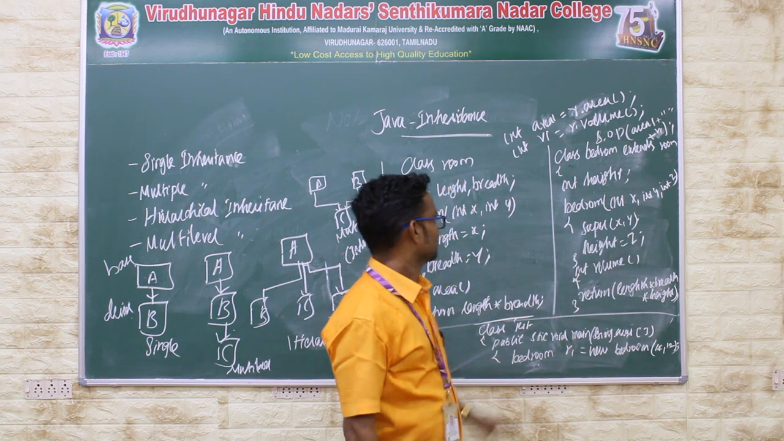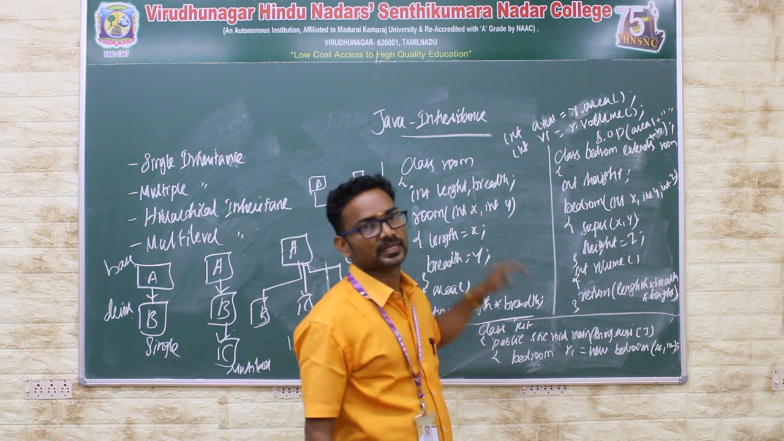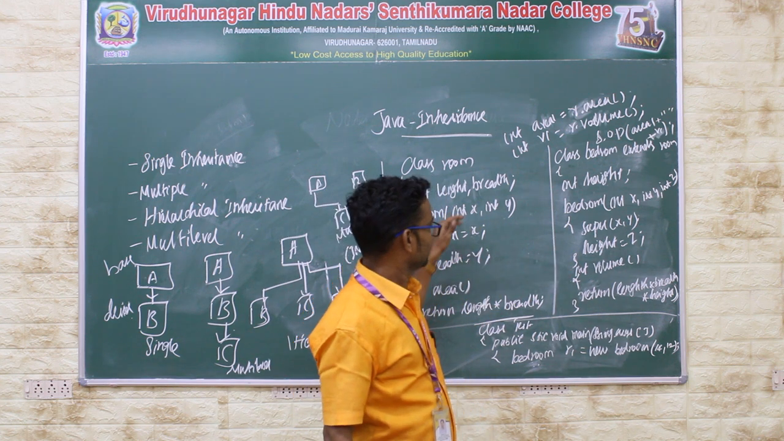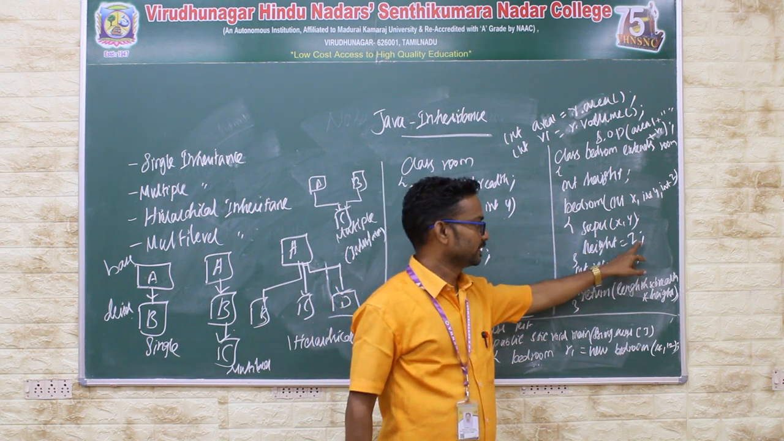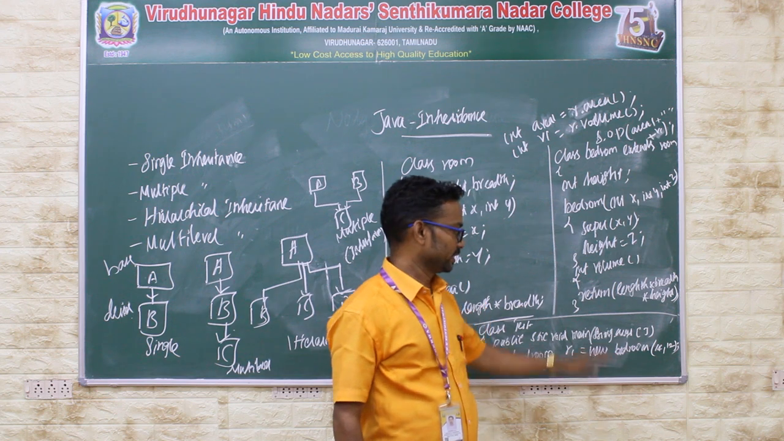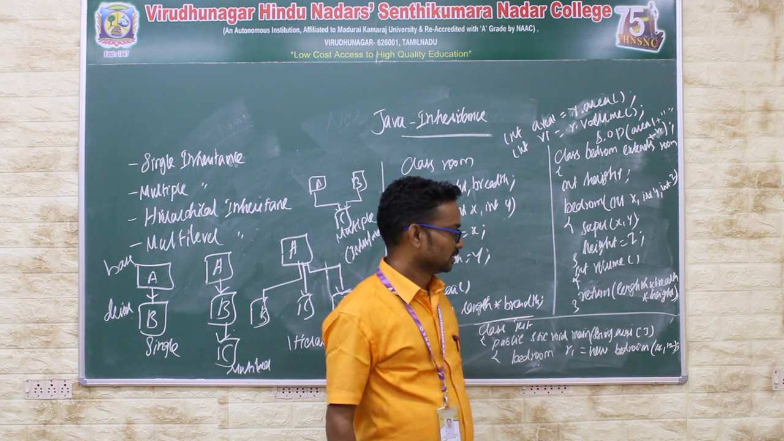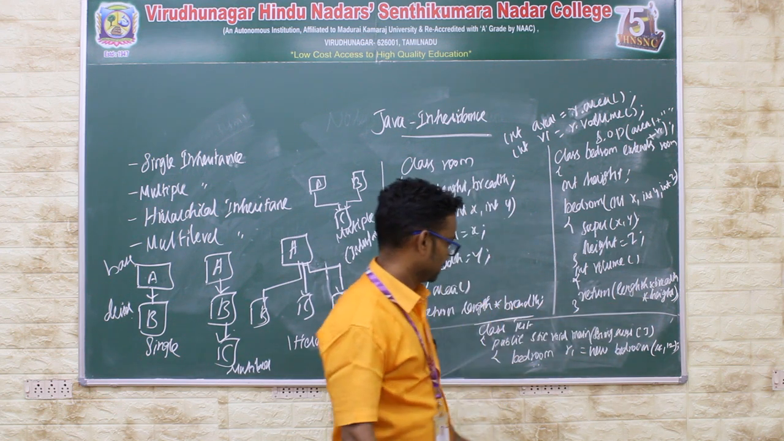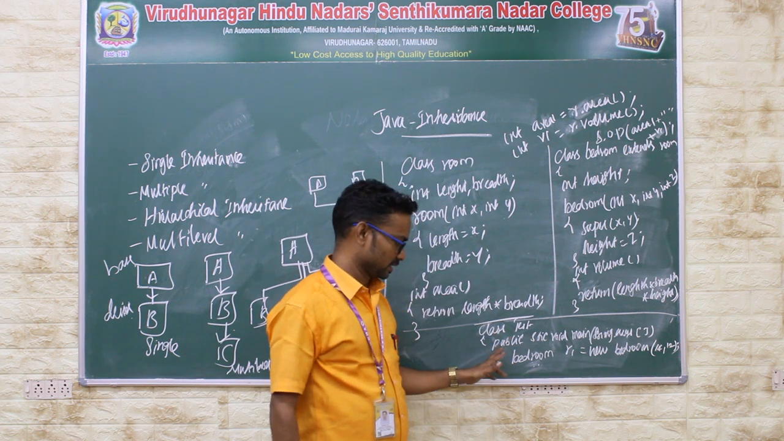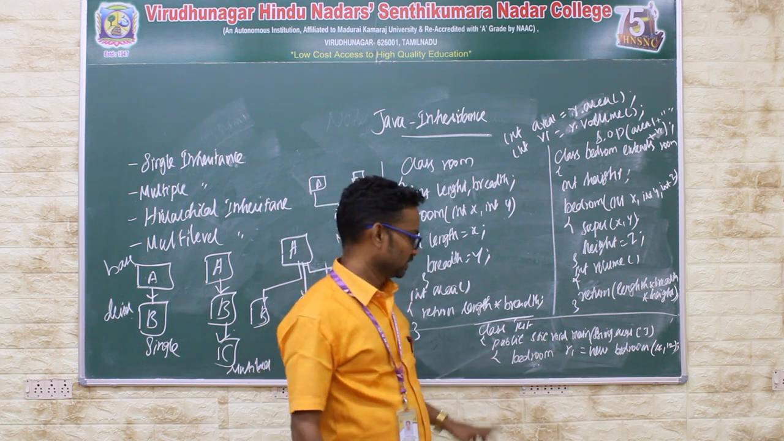super(x, y) calls the superclass, the base class method, the Room constructor with x and y. Next, height equals z assigns the height. Then volume returns length times breadth times height, the multiplication of length, breadth, and height. Next comes the main class: public static void main(String[] args).